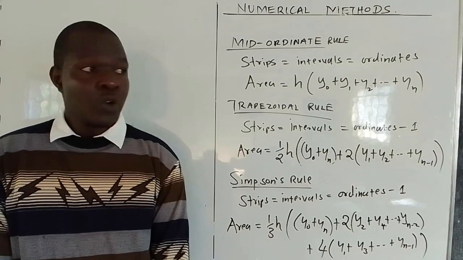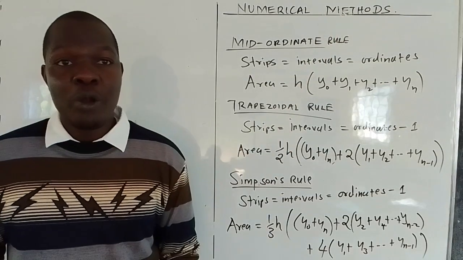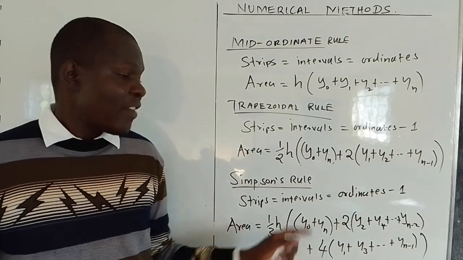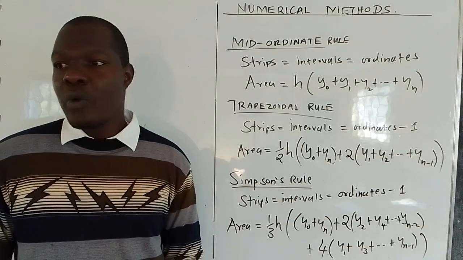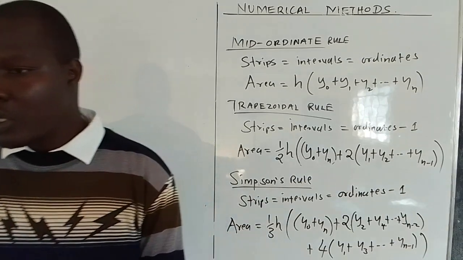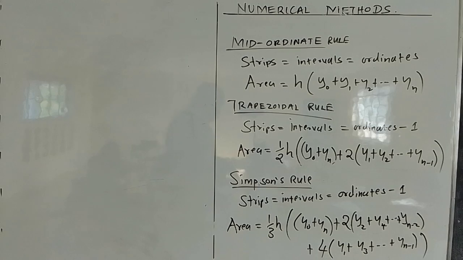Okay? Good. So that is the end of the numerical methods of integration: the mid-ordinate, trapezoidal, and Simpson's rules. We want to see an example in each case on how to use these rules. Are we together? Let us see an example.